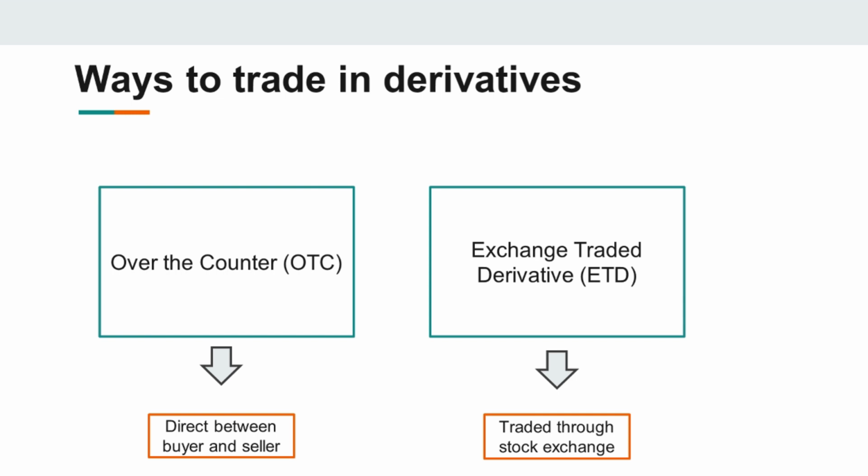But when the same agreement or contract is being formed through an exchange, that is called exchange traded derivatives. The derivatives are listed on the exchange, and orders are placed and purchased from there, so it would be an exchange traded derivative because it is traded through the stock exchange.